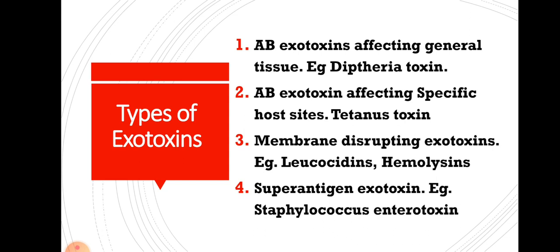The fourth type is super antigen exotoxin. These are the antigens that provoke drastic immune response. Certain exotoxins function as super antigens and hence are also known as super antigen exotoxins. Example Staphylococcus enterotoxin, which causes staphylococcal food poisoning.